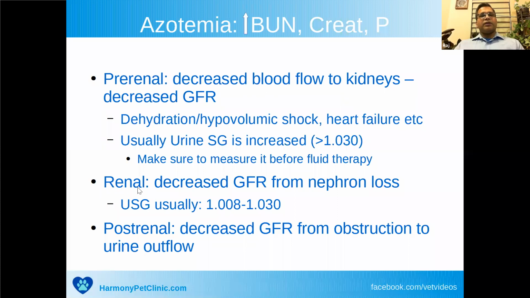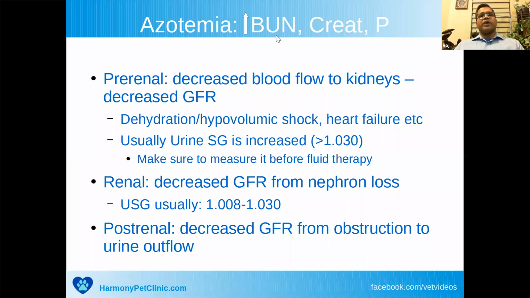Then renal causes of azotemia. It is also from any disease that's causing nephron loss. We'll talk about some of them. And urine specific gravity is usually isotonic, 1008 to 1030.